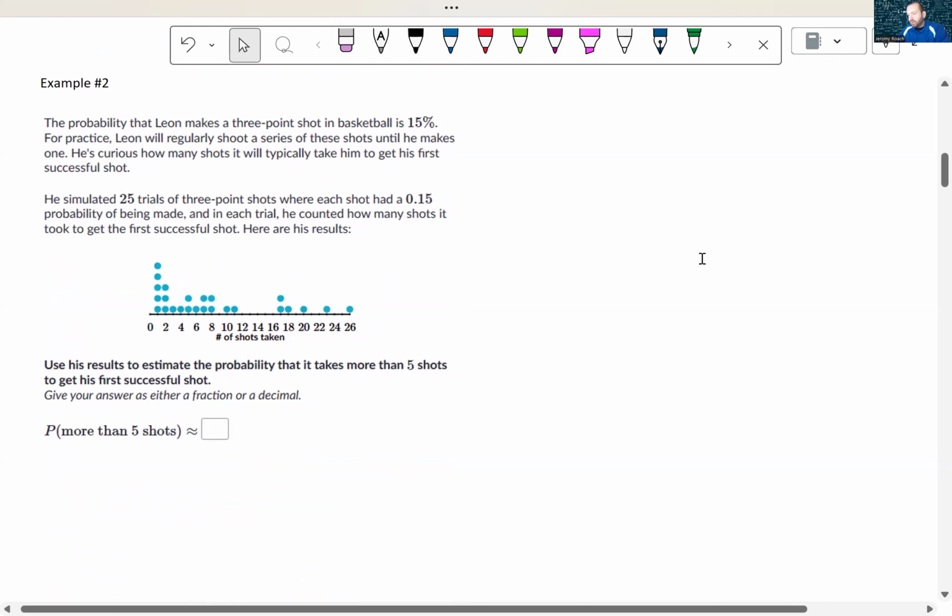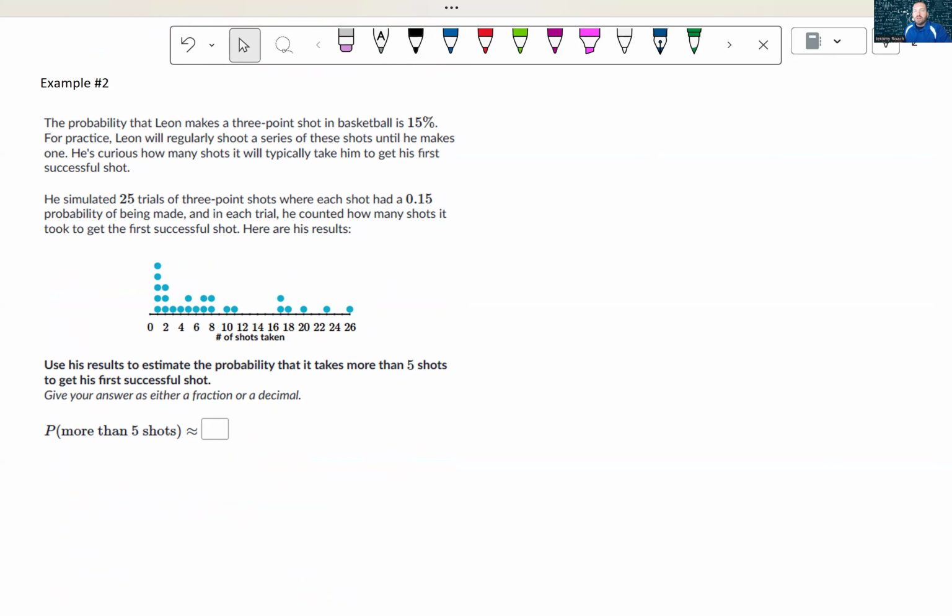This says the probability that Leon makes a 3-point shot in basketball is 15%. For practice, he'll regularly shoot a series of these shots until he makes one. He's curious how many shots it will typically take him to get his first successful shot. He simulated 25 trials of 3-point shots where each shot had a 0.15 probability of being made. In each trial, he counted how many shots it took to get the first successful shot. It says use his results to estimate the probability that it takes more than 5 shots to get his first successful shot. Okay, I think there's a bit of extraneous information here.